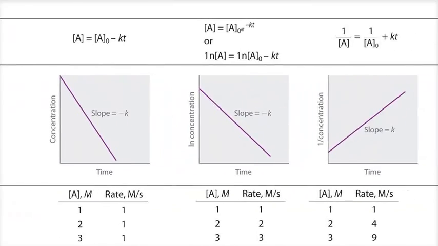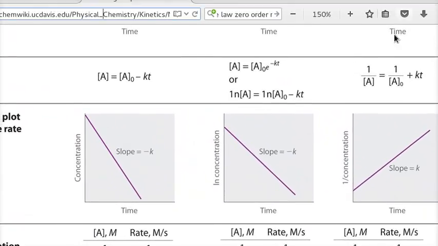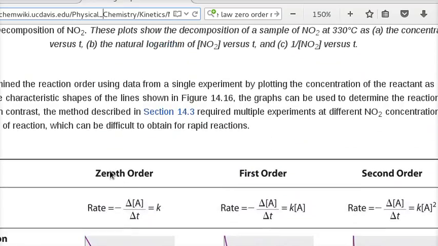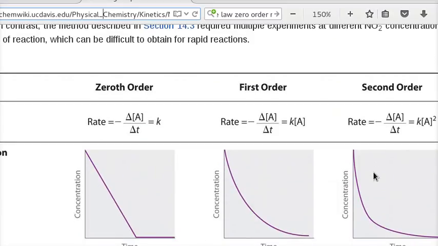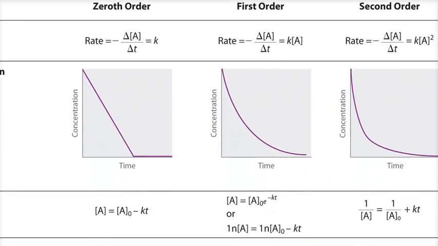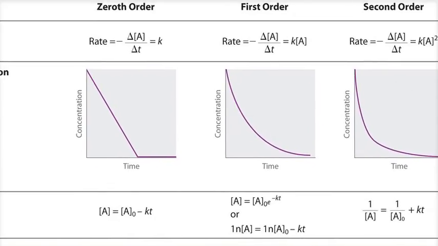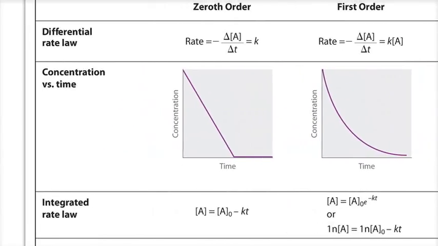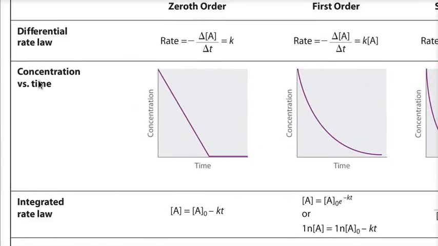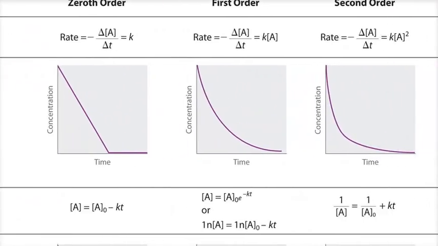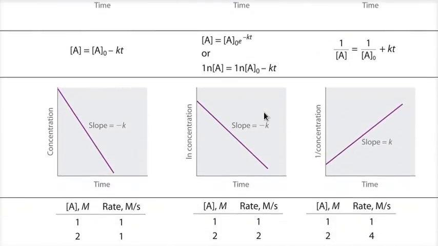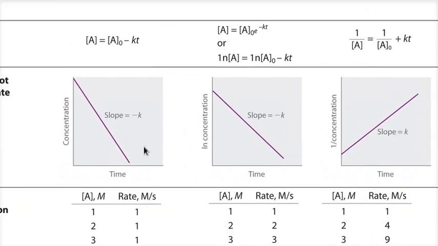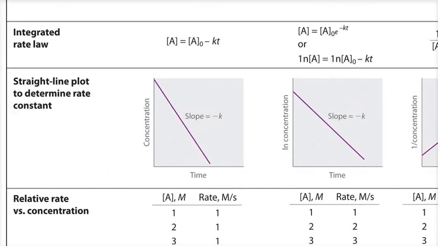This table shows that for a 0th order, first order, and second order reaction, you have the 3 different graphs. I can't show everything at the same time in this window, but you can see the concentration versus time looks like that. But more importantly, since most people in this class don't know calculus, knowing how to get these straight line plots to determine the rate constant.